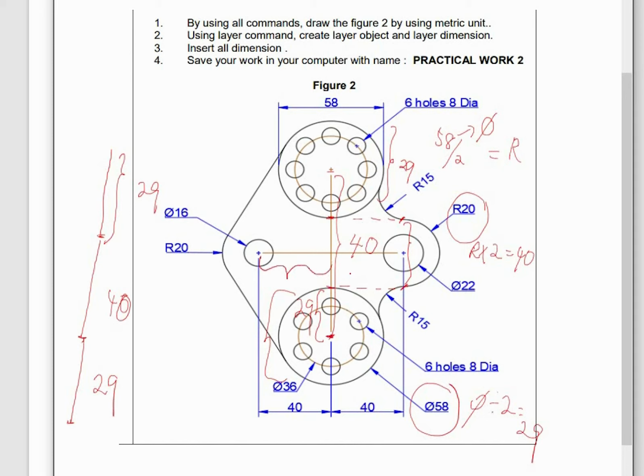The horizontal line here is already given. Look at the dimension, we have 40, so we need to create a line in the middle to the right, which is 40, and to the left also 40. So let's try to do it in AutoCAD.